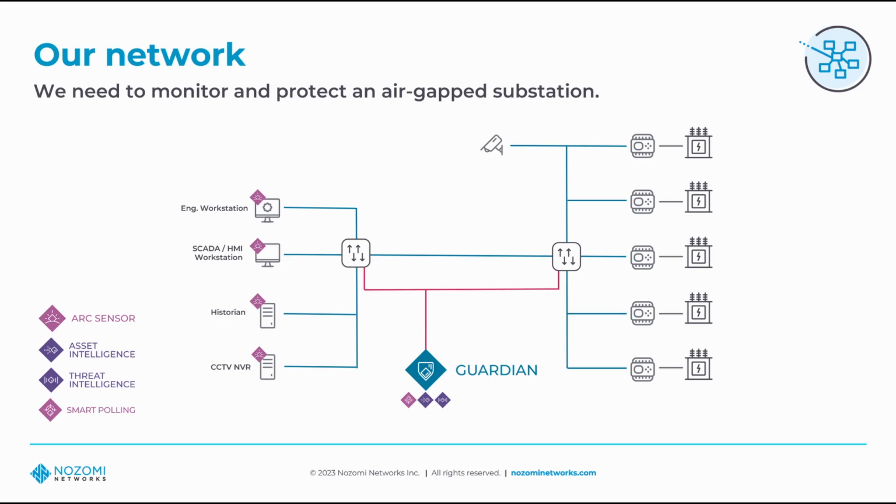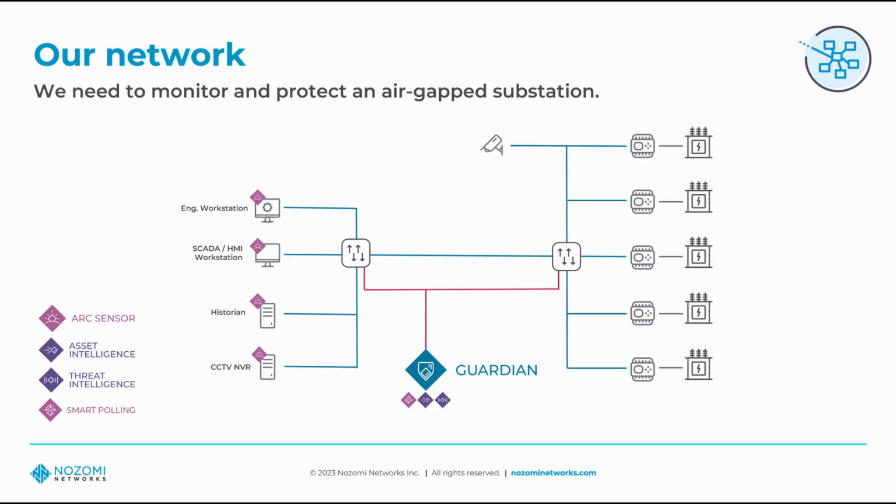environment. The Guardian has the ability to be deployed with no external connectivity, yet still provide full coverage and protection for your environments. Updates such as threat intelligence, asset intelligence, firmware upgrades, and the ARC endpoint sensor can all be installed locally using properly sanitized portable media, with no need for a connection to the internet.